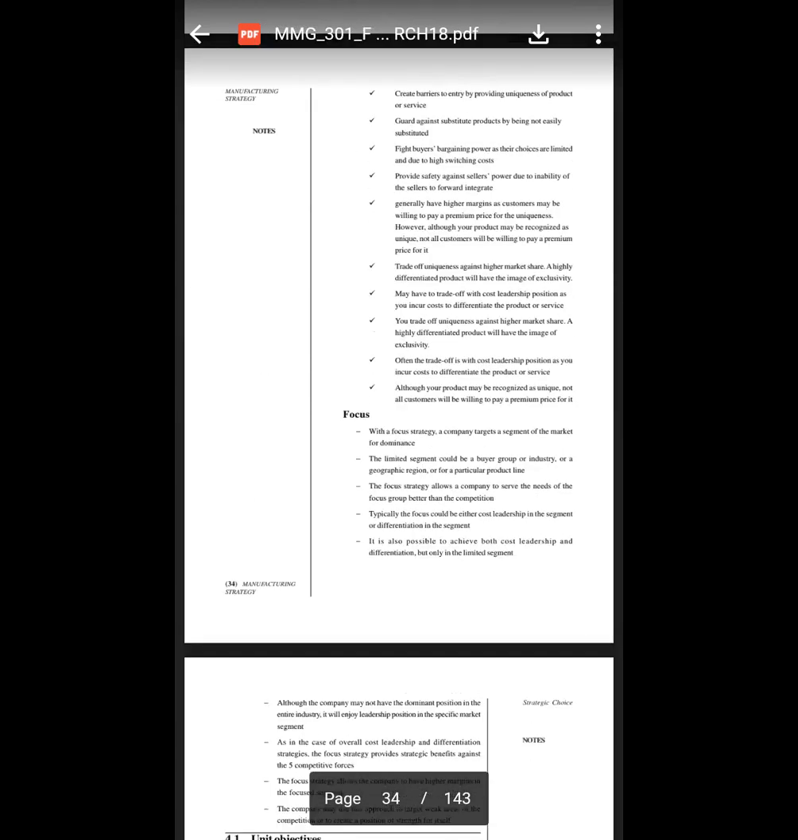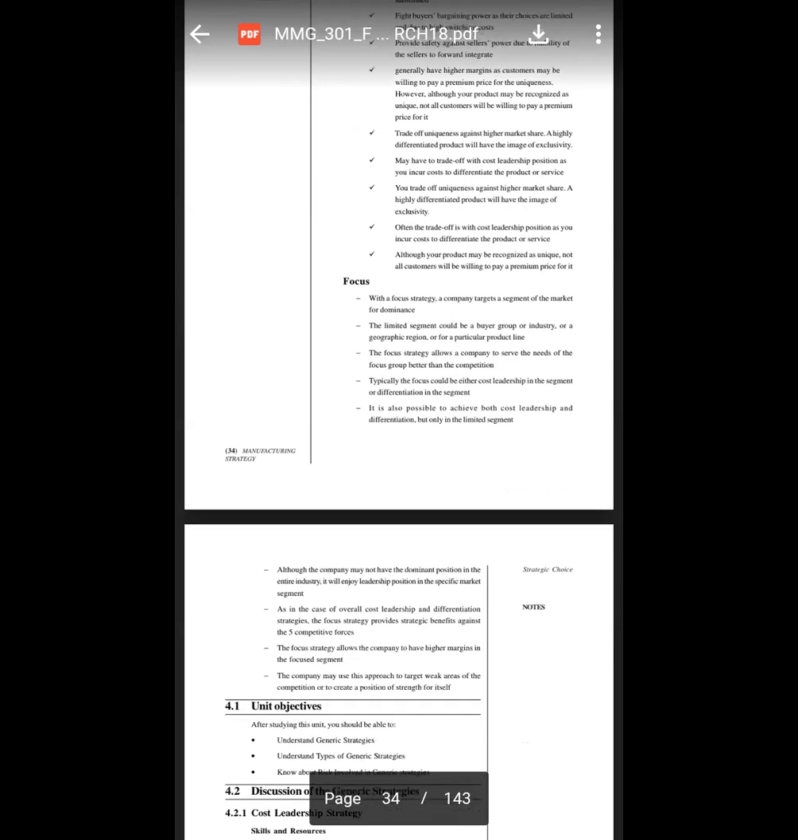Focus. With focus strategies, the company targets a segment of the market with dominance. A focus strategy allows the company to have a higher margin in a focus segment. The company may use this approach to target weak areas of the competition or to create a strong position for itself.